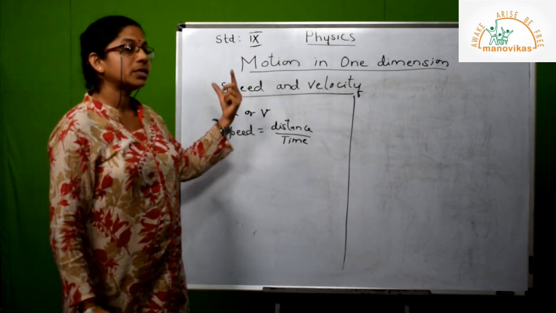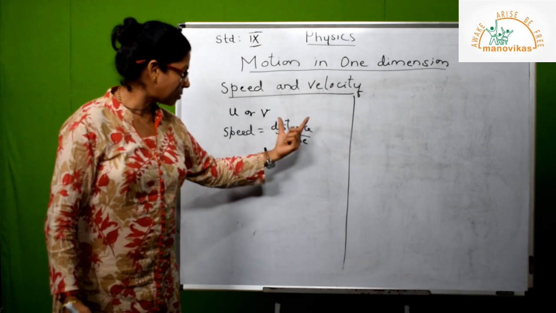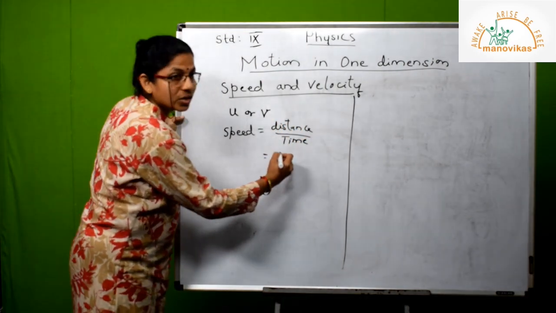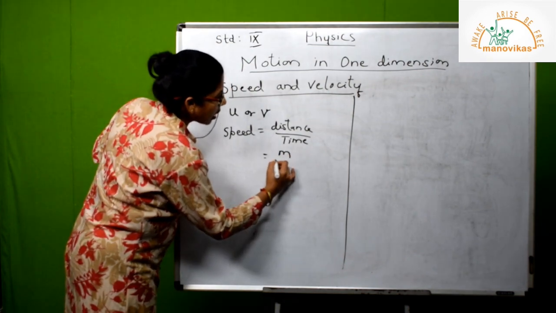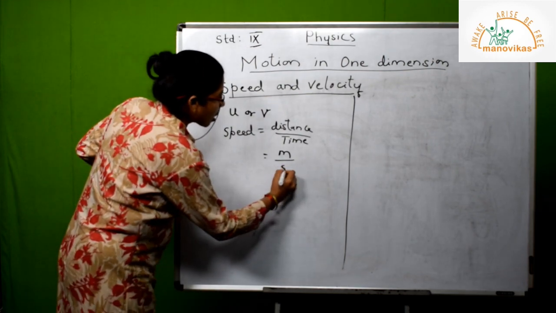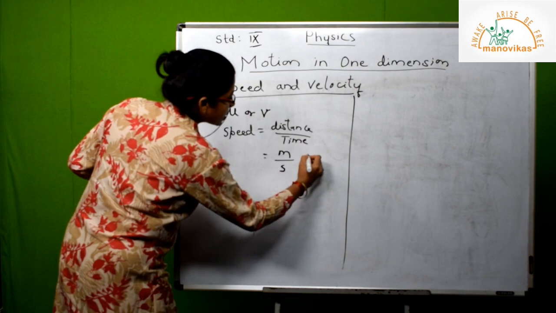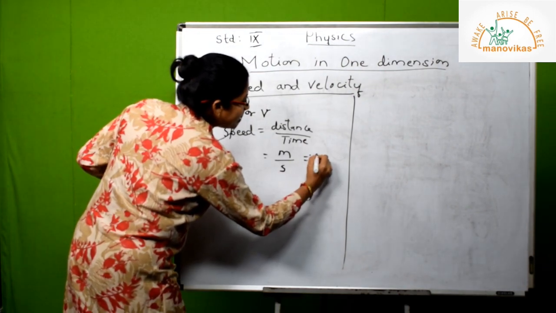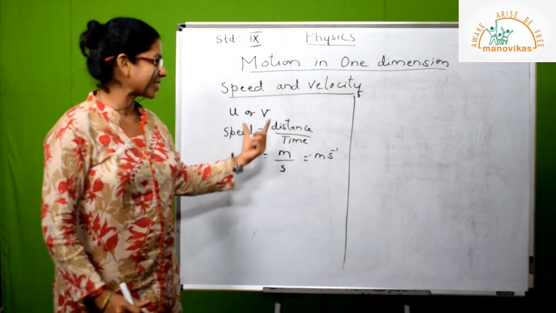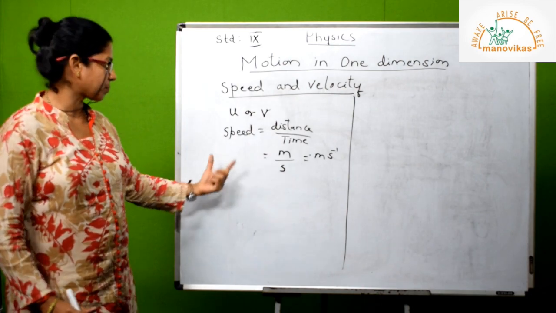So what will be the unit of speed? The SI unit of distance is meters, and the SI unit of time is seconds. So you can write the unit of speed as meters per second. Speed, since direction is not important, is a scalar quantity.